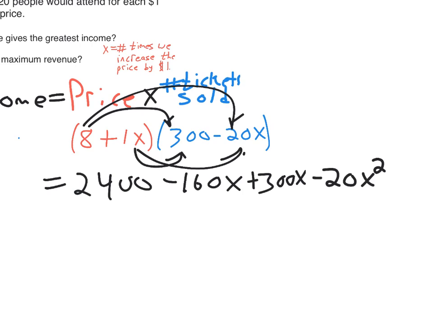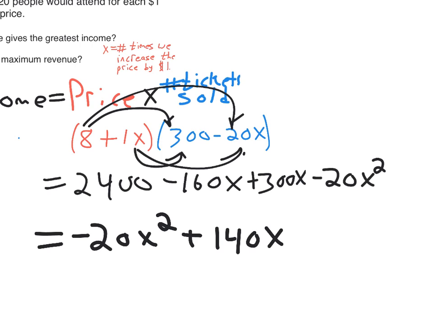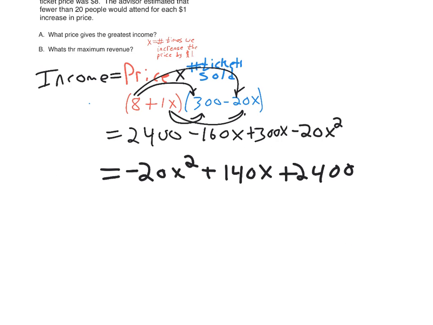It's a quadratic because the highest power is x squared, and there are no variables to negative powers. So it doesn't quite look like a regular quadratic. Let's put it in standard form. The x squared term is supposed to come first, so we're going to put that out front. Then we can combine like terms here, then plus the 2,400 there at the end. So it's important to remember that this is still the equation for the income. We were asked for the price that gives the greatest income, so we want to maximize this quadratic.